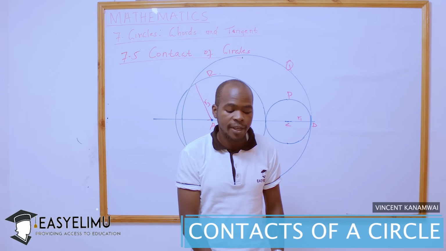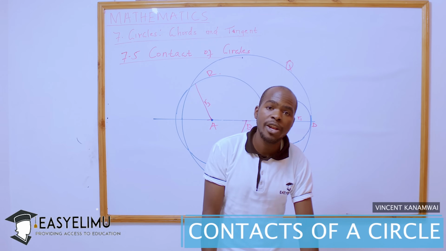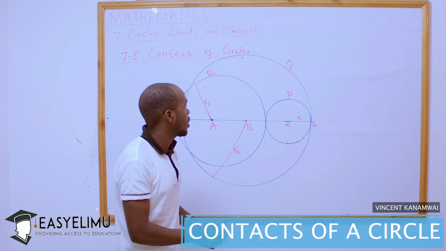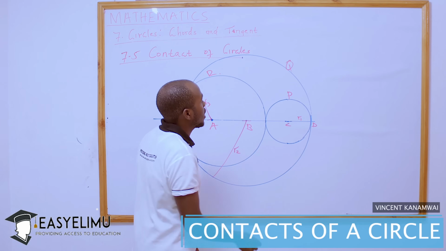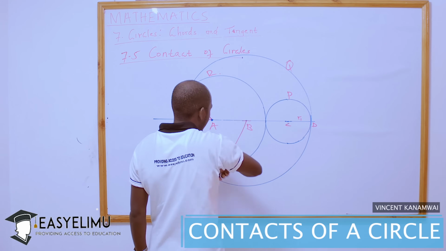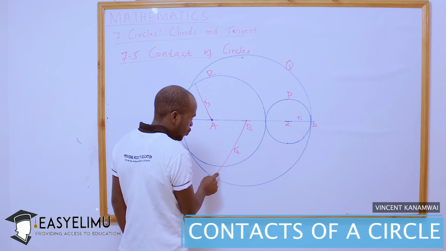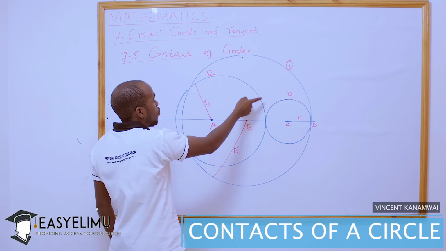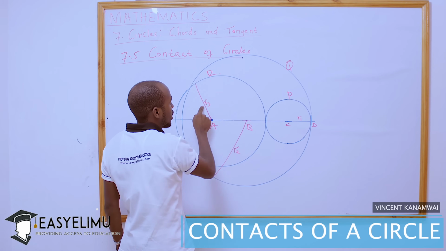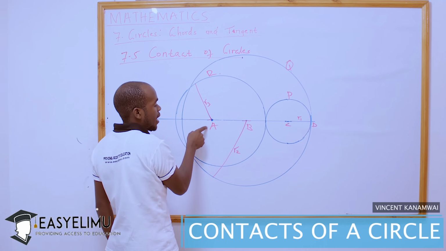Now we are going to see an example where we are provided with circle P, a smaller circle of radius R1, another circle Q, a larger circle with radius R2 and center B, as we can see, and circle R with a radius of R3 and center A.